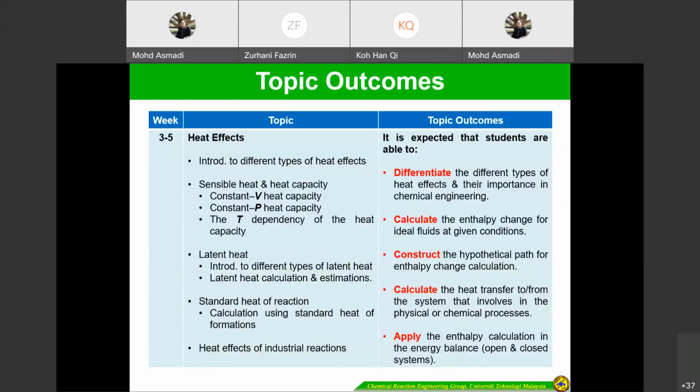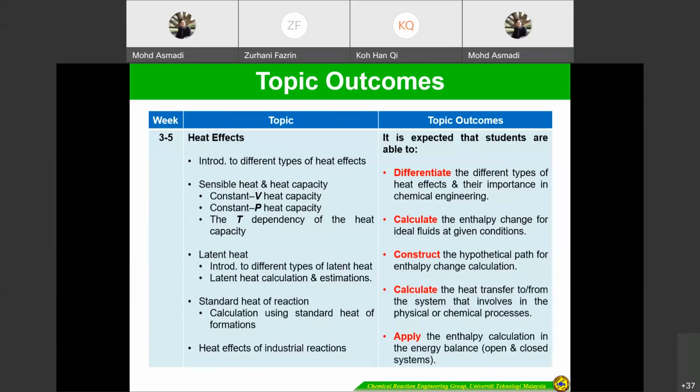What we're going to cover is sensible heat and heat capacity. What is a heat capacity? Heat capacity is important for the calculations. It shows, if you compare between two materials, which one can store the heat much longer than the other material. For example, wood and also aluminum, right? Which material can store the heat much longer, whether it's wood or aluminum? That is the concept of heat capacity.